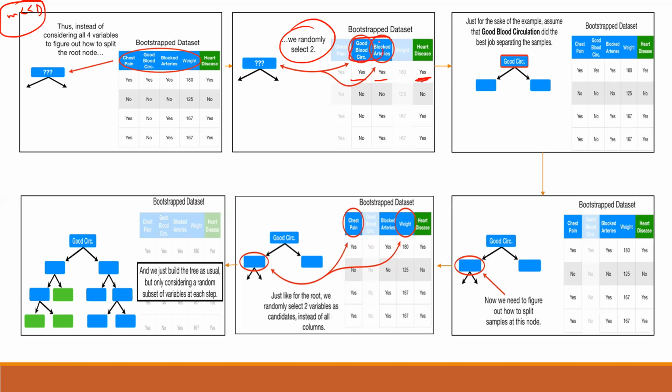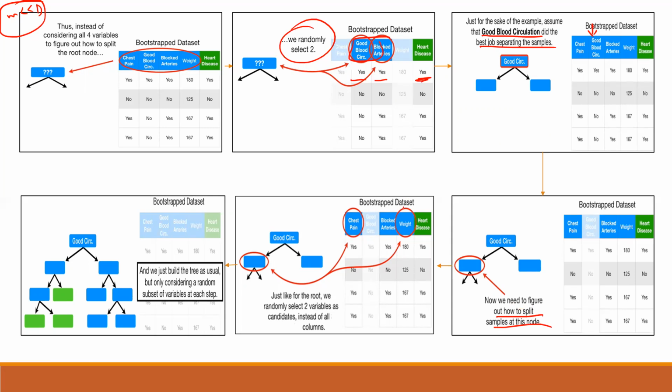Now out of these two, for this example, we have assumed that good blood circulation did the best job separating the samples. I said earlier that we have to do Gini index calculation, or maybe the information gain calculation, based on what your selection is. So in this case, we have assumed that good blood circulation is the one having the better value, and the split is being done based on good circulation. But now we need to figure out how to split the samples at this node.